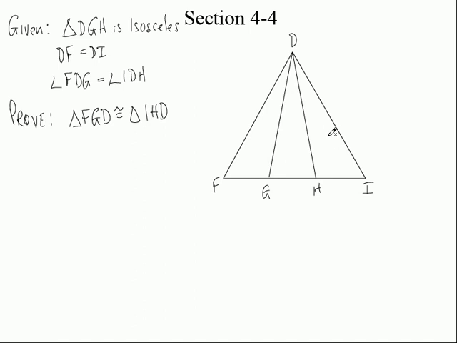We have two ways to do that so far. We have two ways, don't we? Side, side, side, or side, angle, side. Good. So let's mark the stuff. Look at this. Triangle DGH is isosceles. What does it mean for a triangle to be isosceles?